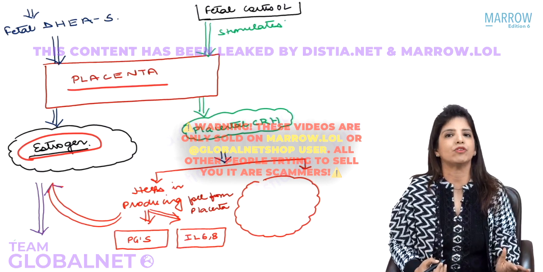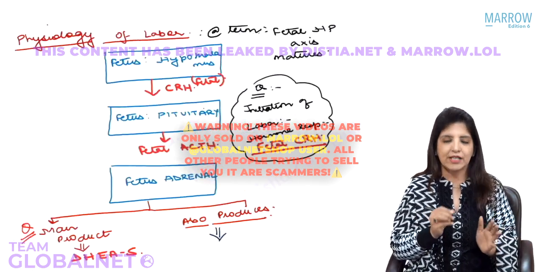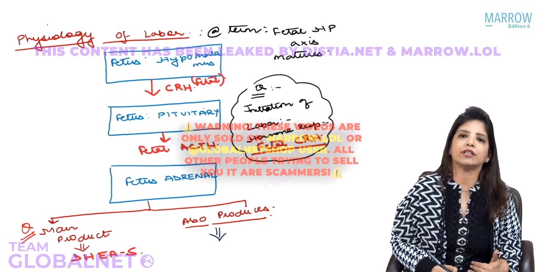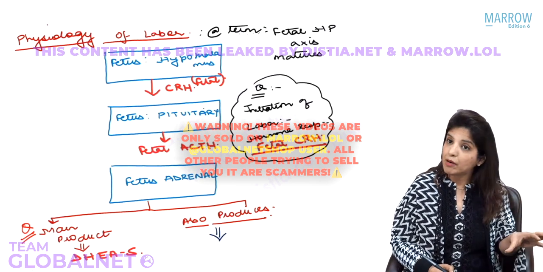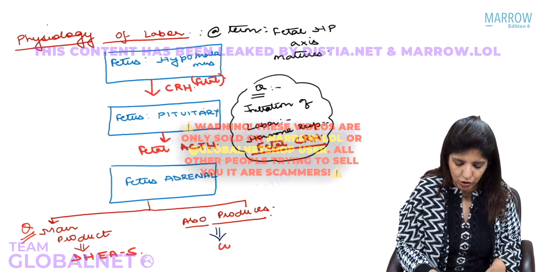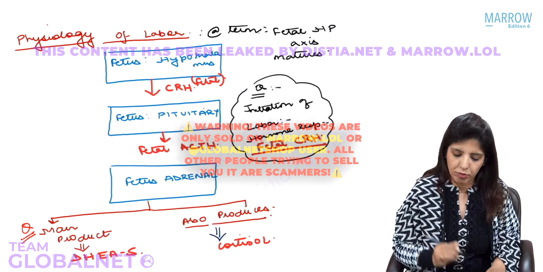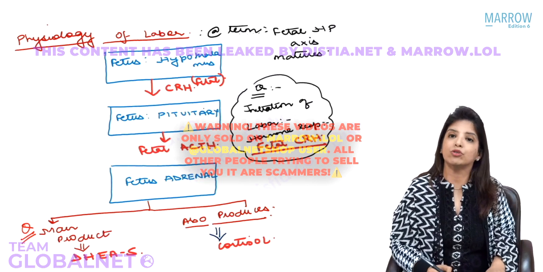This is a concept which we've done too often now, right? Now go back to the previous page and see. I was telling you here that the fetal adrenal glands, their main product is DHEA sulfate, but then they will also produce cortisol, right? So cortisol will also be produced. Now what is this cortisol going to do?